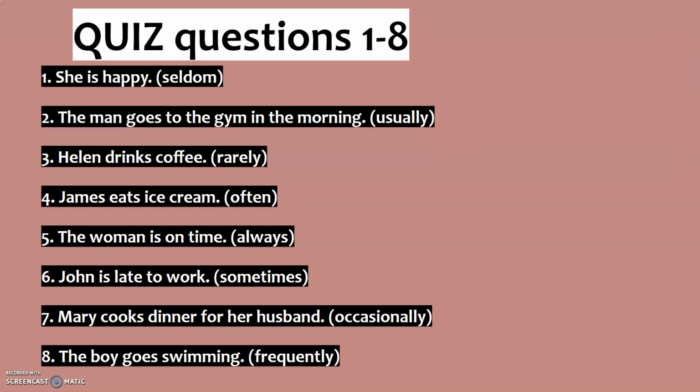So I have 8 questions for you, and I'd like you to rewrite these sentences using the adverb of frequency. She is happy. So add the word seldom to that sentence. The man goes to the gym in the morning. Add usually to that sentence. And remember the rules that we looked at for the main verb and also for the verb to be. Okay, if you can write down those answers, you can hit the pause button if you're not ready yet. And if you want to check your answers, look in the description to this video and you'll find the answers in the description.